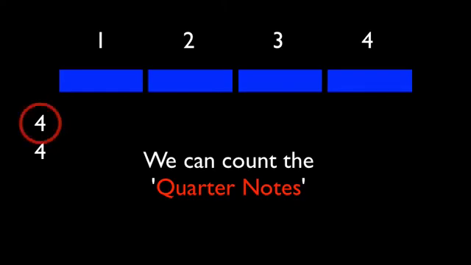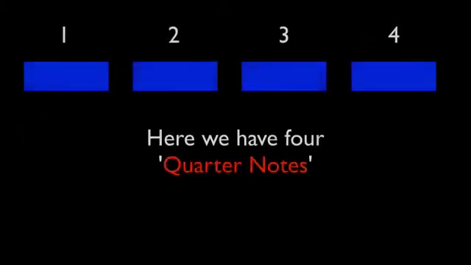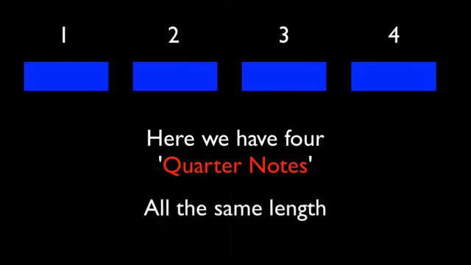The 4, the first number, tells us we have 4 beats in a bar. The second number tells us what type of beats. The 4 means we have quarter notes. So we have 4 quarter notes in a bar.